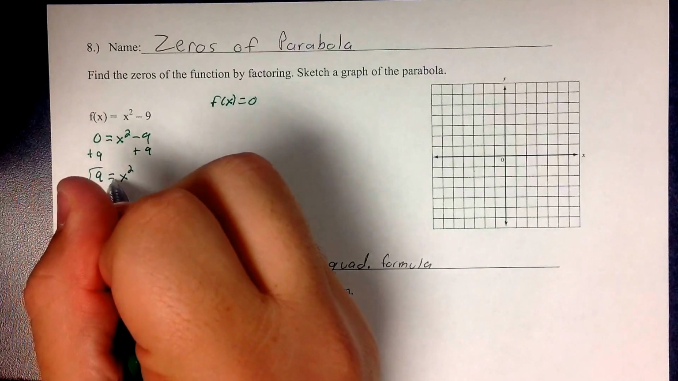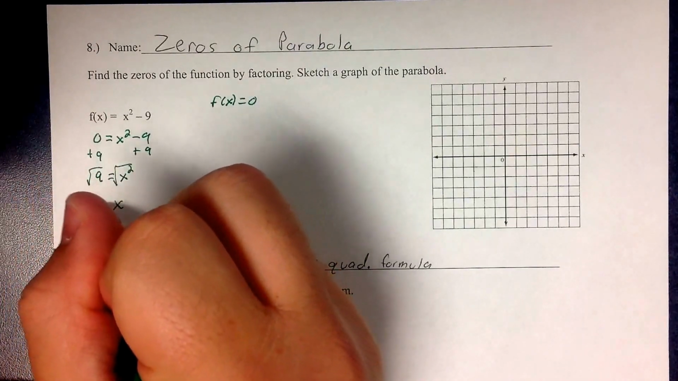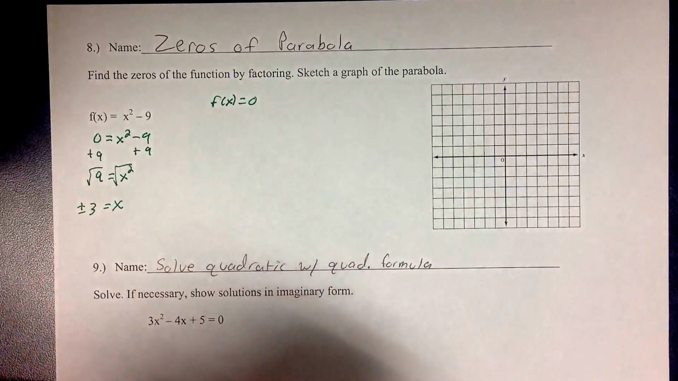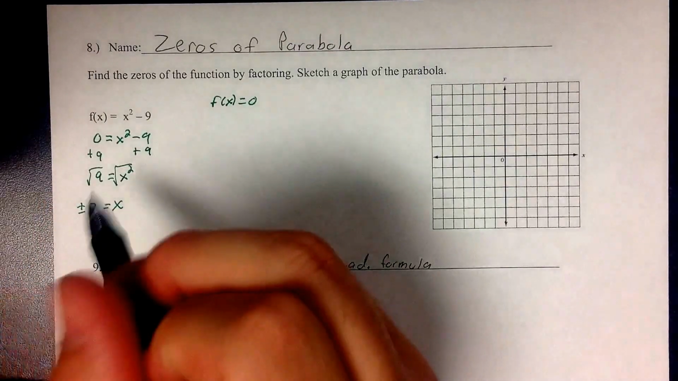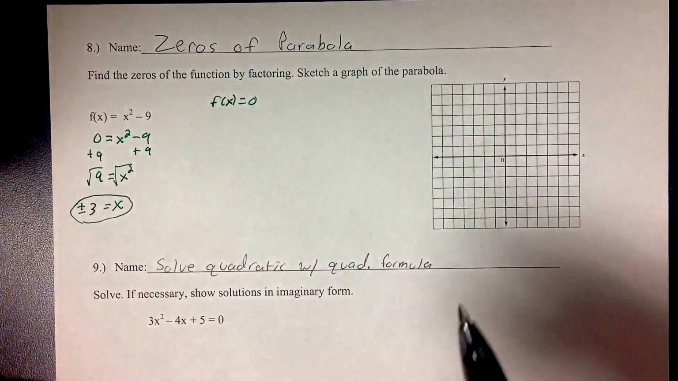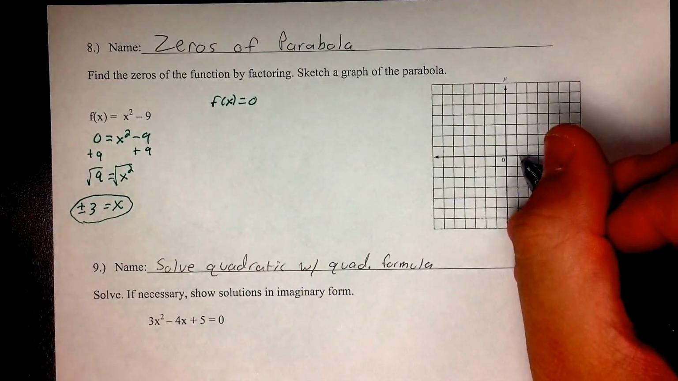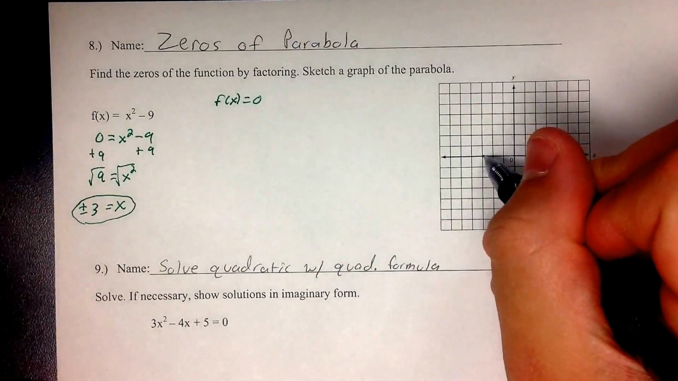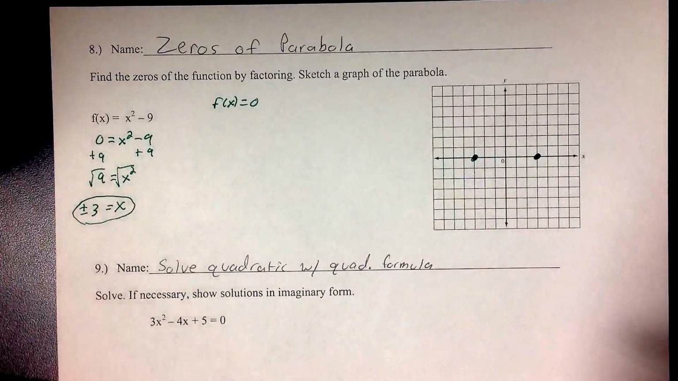Take the square root of both sides. X is going to equal plus or minus 3. So that means my two zeros are going to be 3 and negative 3. So I go over to my graph, 3 on the x-axis and negative 3 on the x-axis.